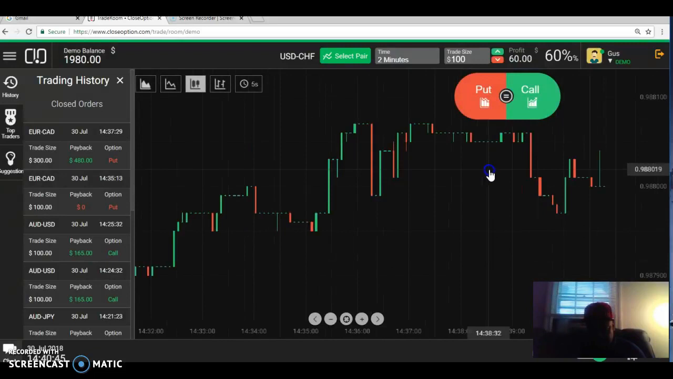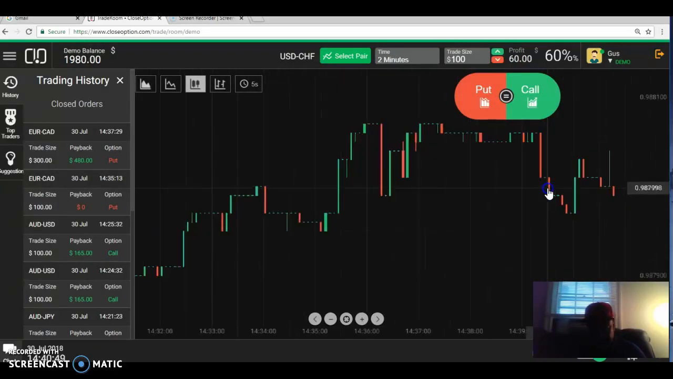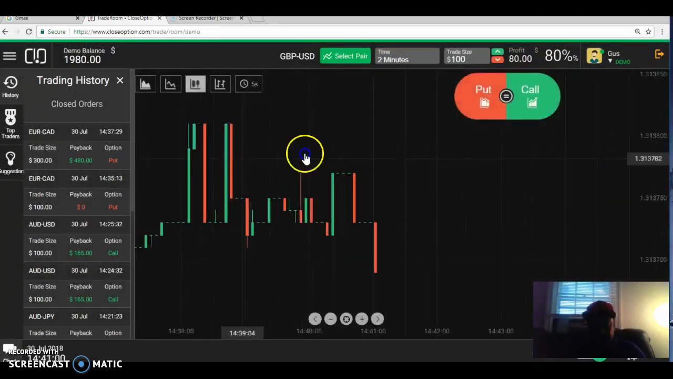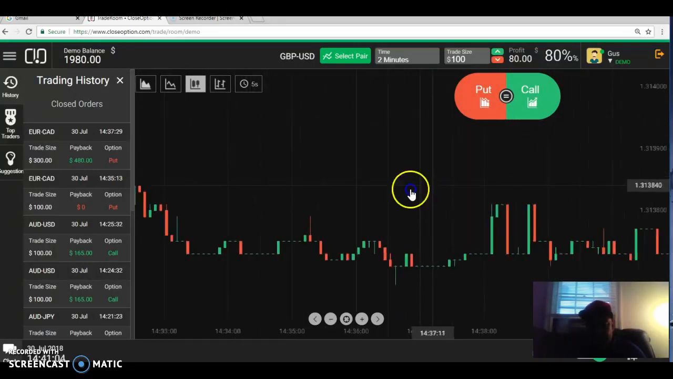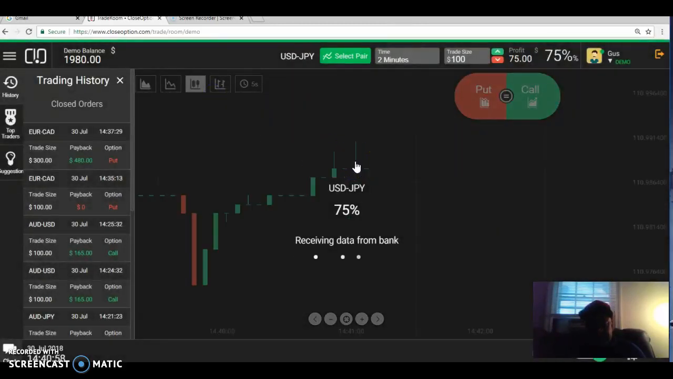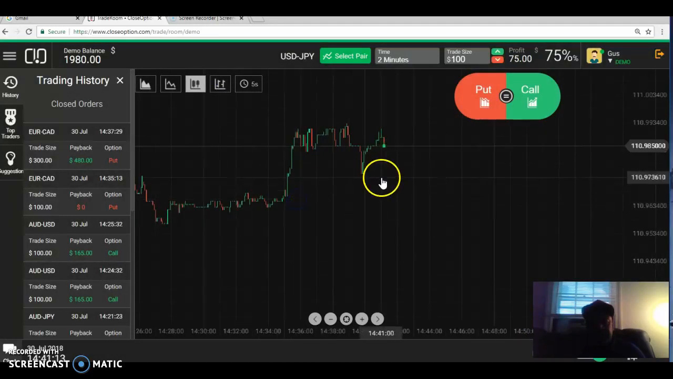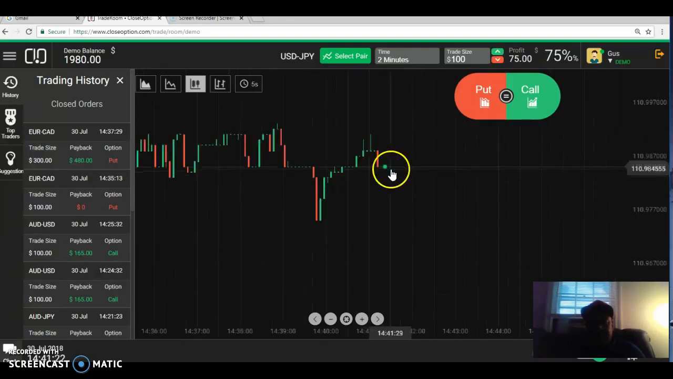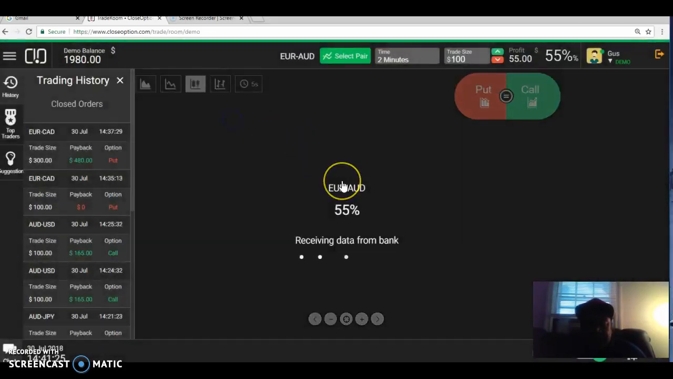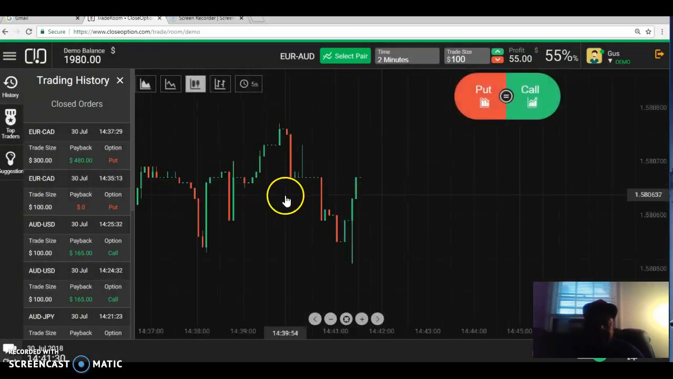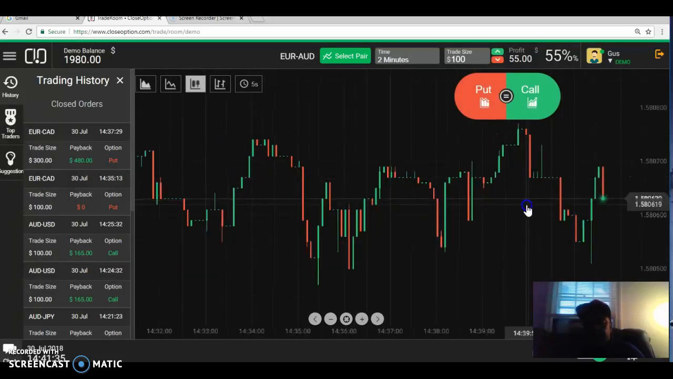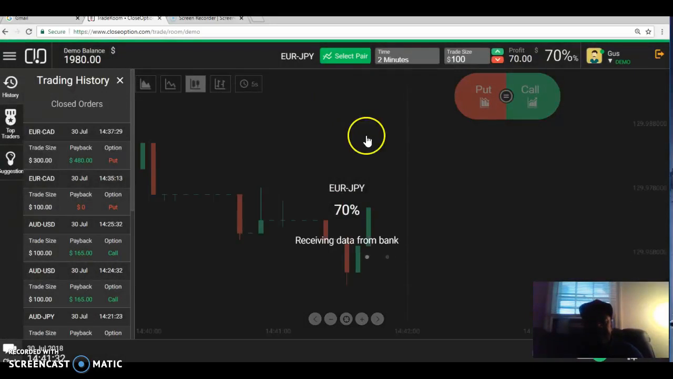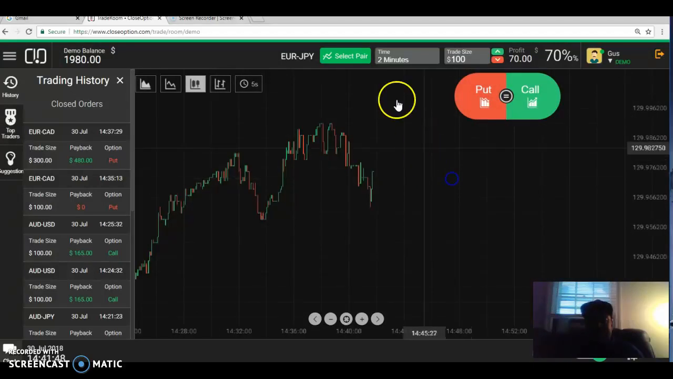Okay, we're looking. This is the U.S. dollar, Swiss franc. Not much happening there. Great British pound, US dollar. Not much going on there. Check out the USD JPY. Okay, not too much. Let's move on. Let's see if we can find another currency. May want to go back to that USD JPY in a minute. Let's try another currency. Euro JPY. Nope.